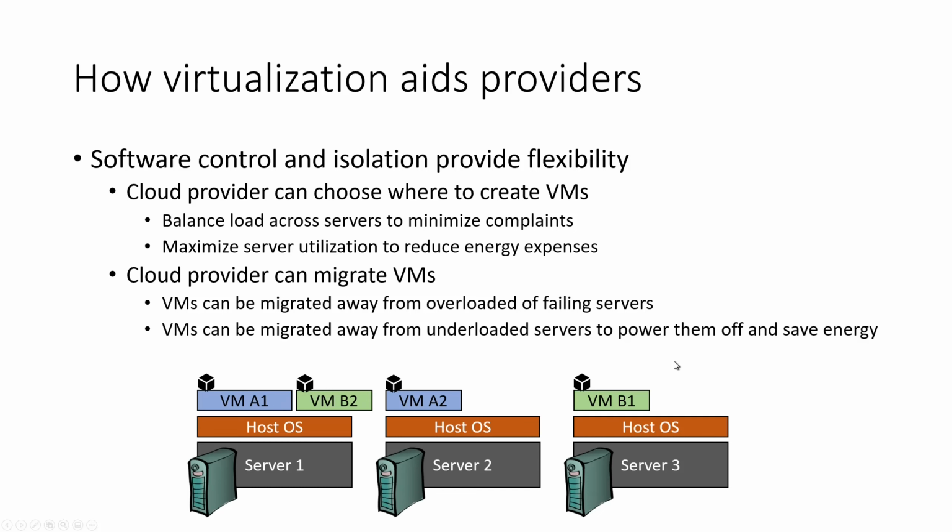Similarly, if VM A1 now requires additional resources, so it's grown in size, say it needs more memory. So now VM A1 and B2 don't quite fit on server 1. Now server 1 is a little bit overloaded. So the cloud provider can move one of the virtual machines to another server. For example, it can take virtual machine B2, move it to server 2, and now all the virtual machines are happy again. They're running on servers that are not overloaded.